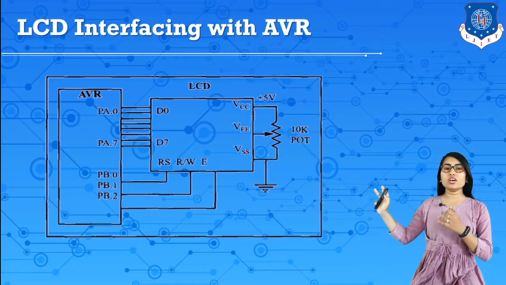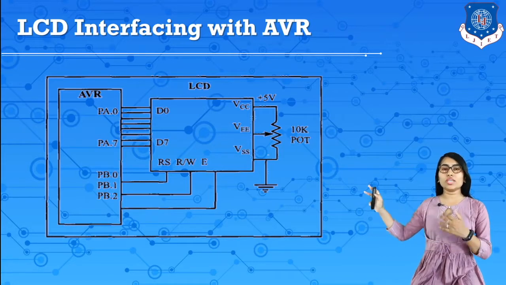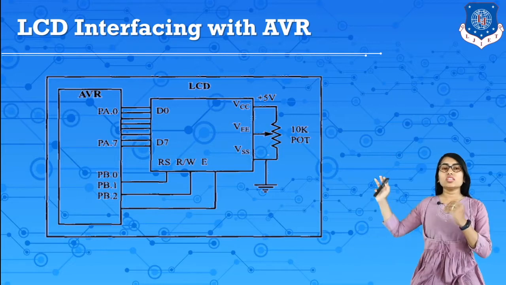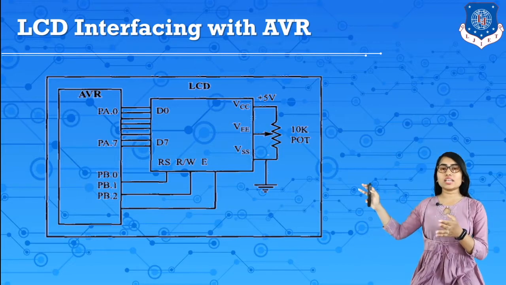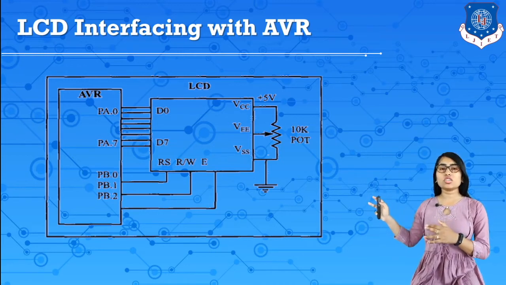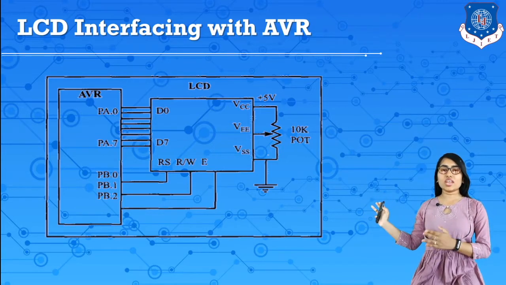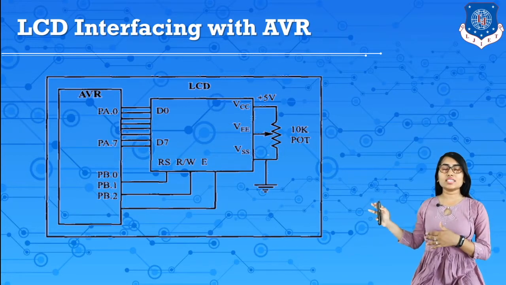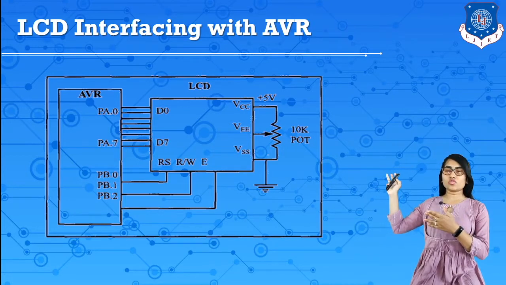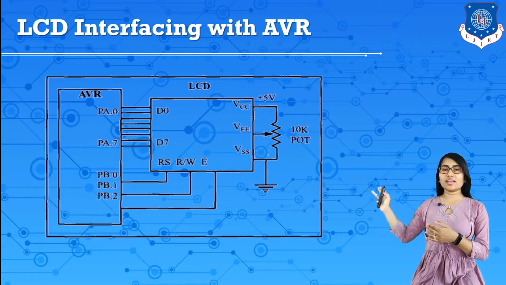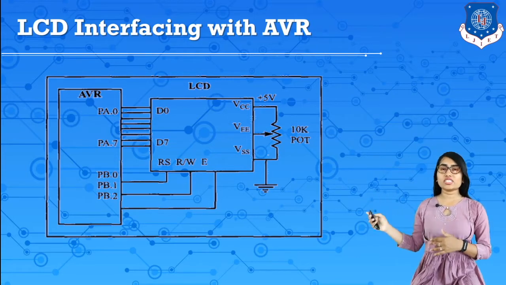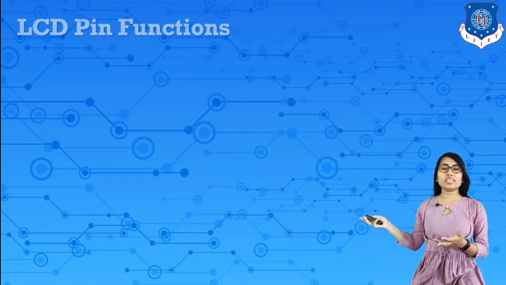This AVR, with its port A and port B, is connected with the LCD like this. PA0 to PA7 are connected to D0 to D7 of the LCD. Then PB0, PB1 and PB2 are connected with RS, read/write and the enable pin of the LCD. Then VCC is the plus 5 volt supply, VEE is connected like this, and VSS is connected to ground. So this is LCD interfacing with AVR to transfer some characters or numbers.